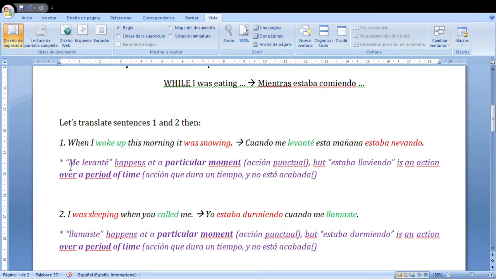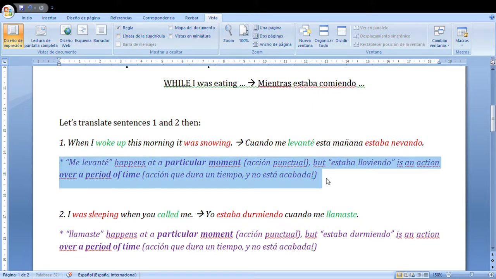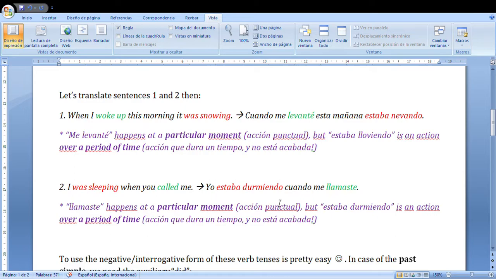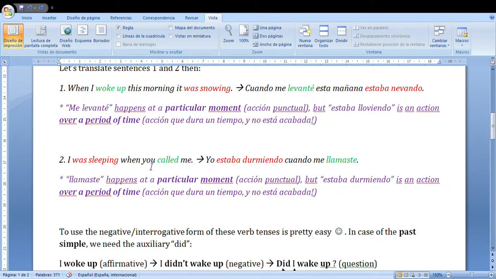And so here, as a reminder for you, I put me levanté happens at a particular moment. It is una acción puntual. But estaba lloviendo is an action over a period of time, an action that hasn't finished. Una acción que no está acabada, ¿sí? Estaba nevando. Exactly the same with the second example. I was sleeping when you called me.